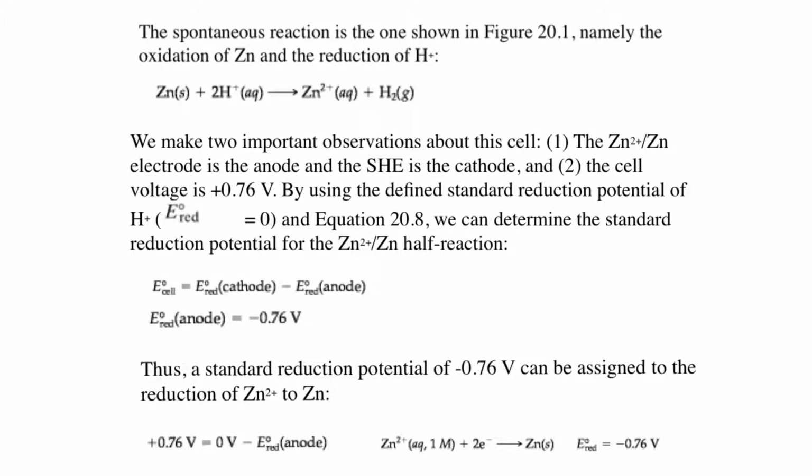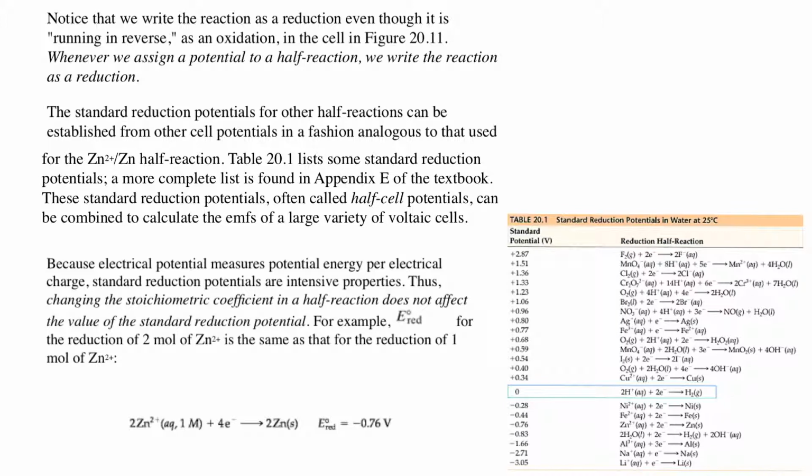By using the defined standard reduction potential of the hydrogen ion, E naught red equals 0, and equation 20.8, we can determine the standard reduction potential for the zinc ion, zinc metal half reaction. Thus, a standard reduction potential of negative 0.76 volts can be assigned to the reduction of zinc 2+ cation to zinc metal. Notice that we write the reaction as a reduction, even though it's running in reverse as an oxidation in the cell in Figure 20.11. Whenever we assign a potential to a half reaction, we write the reaction as a reduction.